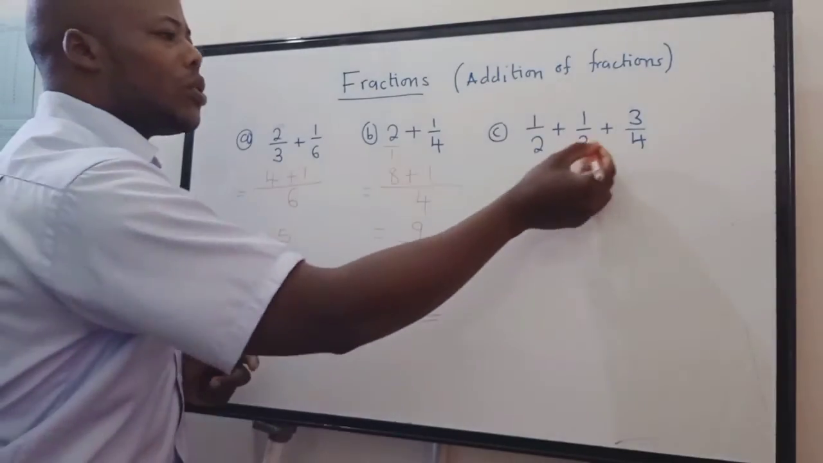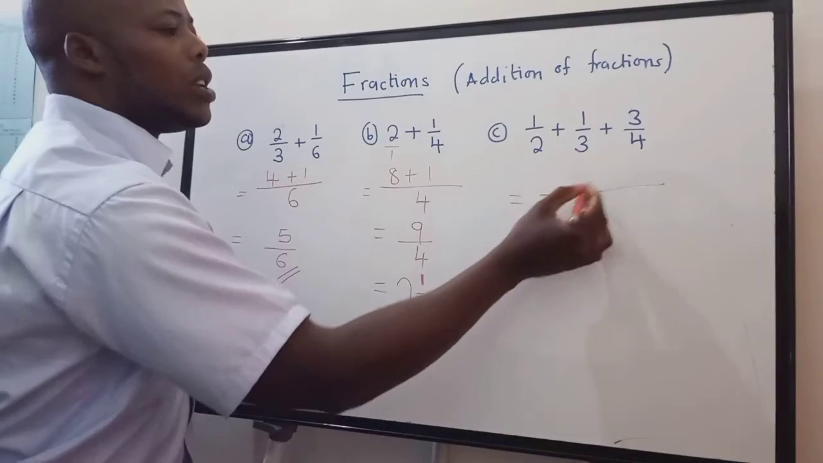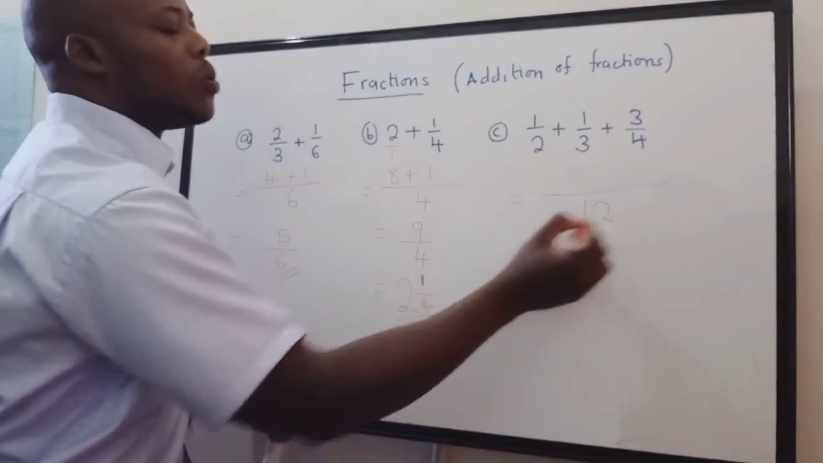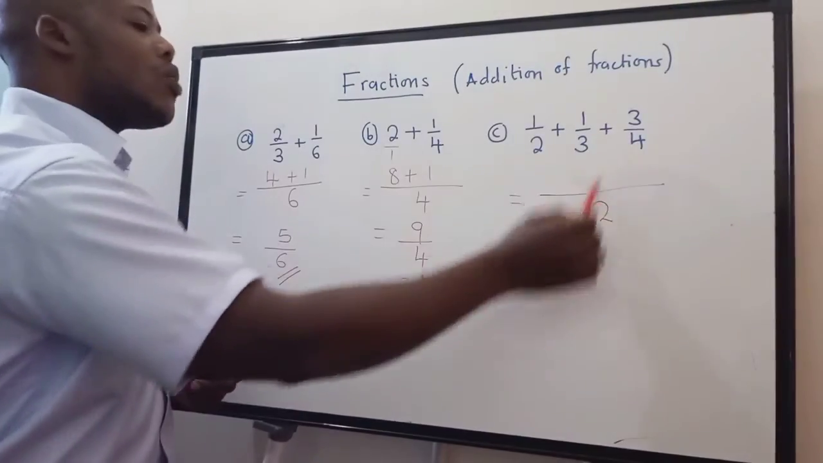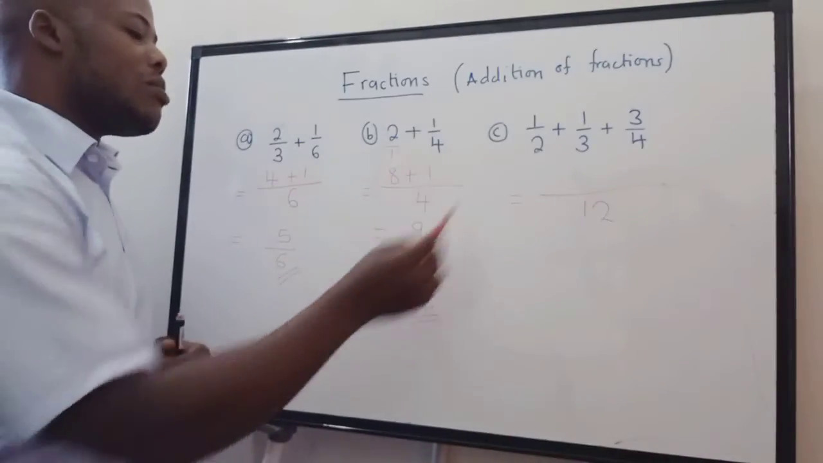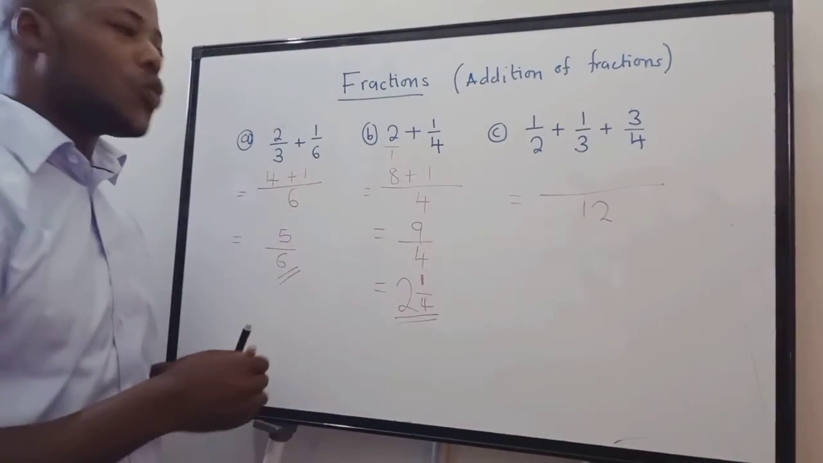Here we've got 3 fractions. We just do the same. Find the lowest common denominator. In this case, our lowest common denominator will be a 12. A number that all these can go in without leaving a remainder. 2 can go into 12, 3 can go into 12, and 4 can go into 12.